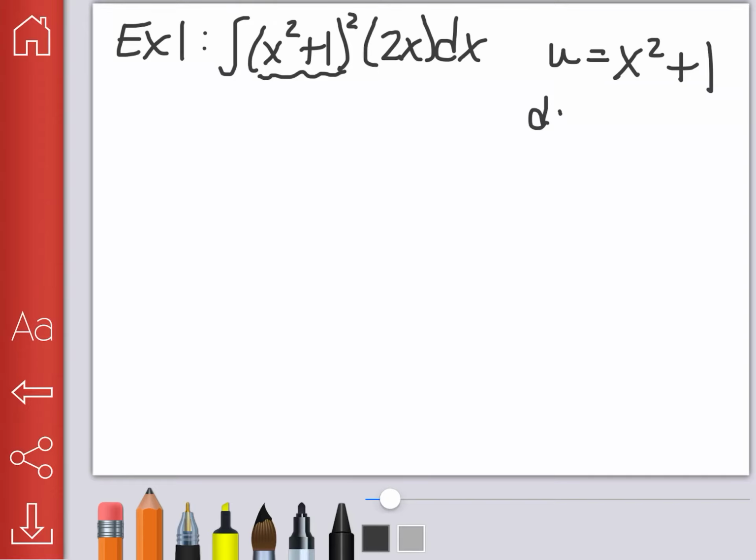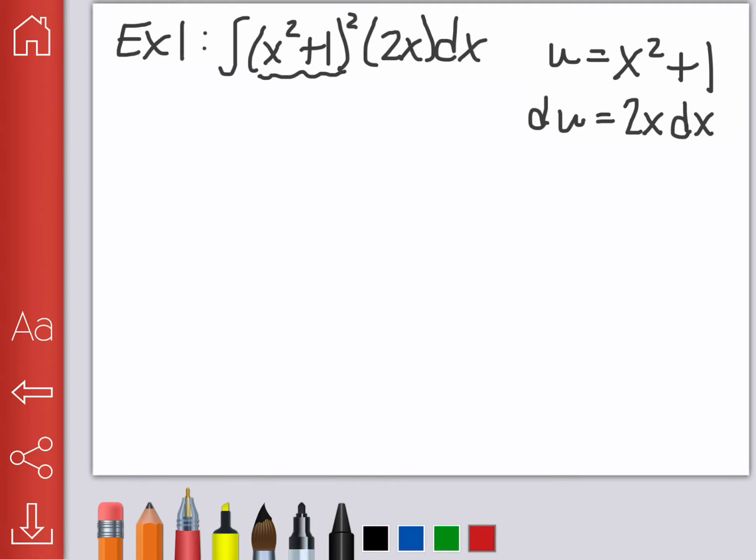Now, to get du, remember our notation here. Du means we're going to differentiate u. So we're going to take the derivative of u, so we get 2x dx. Now, our goal here is that, at least with the variables, we want to get what we have in our integral. So see how we had a 2x here? We wanted to get a 2x here and then dx. So now we're going to substitute what we have back into our integral.